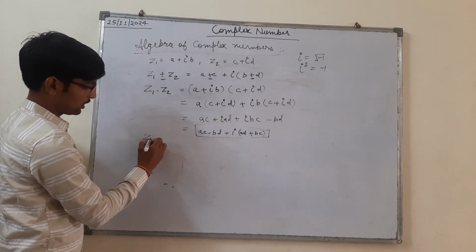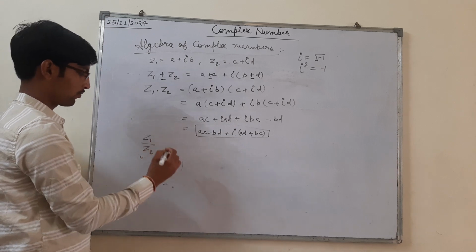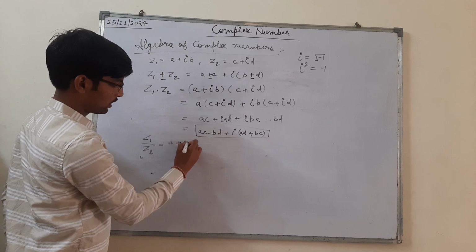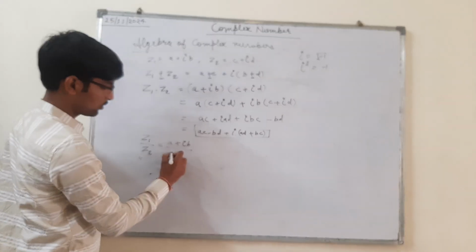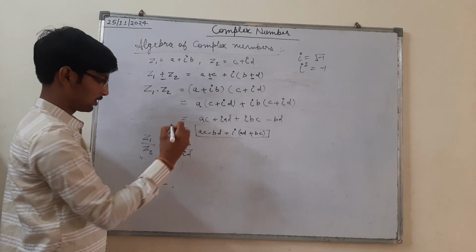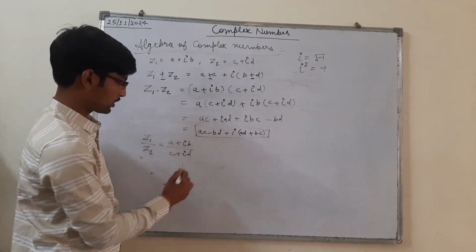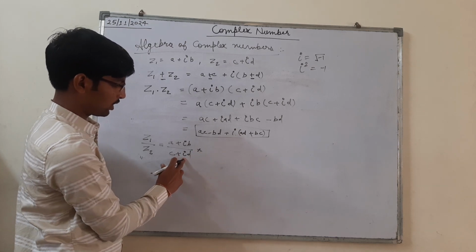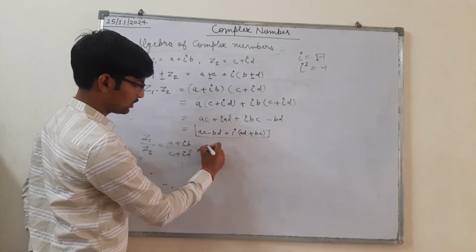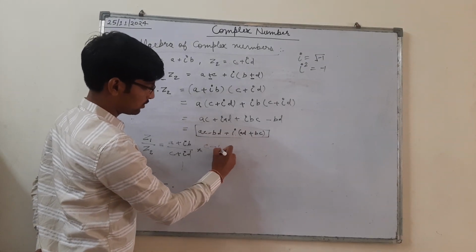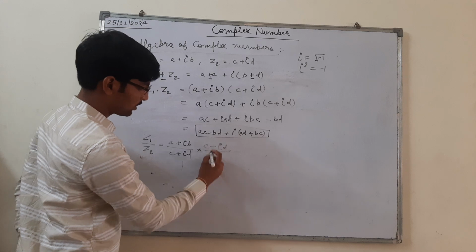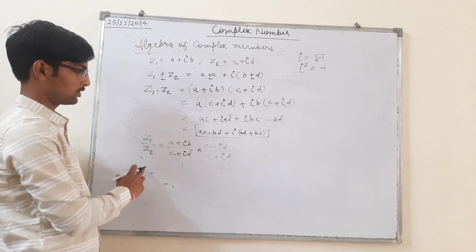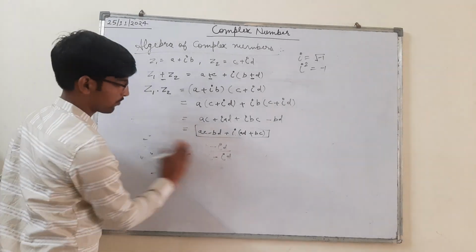For z1 divided by z2, z1 is a plus iota b and z2 is equal to c plus iota d. Okay, for this division we have to multiply the numerator and denominator by the conjugate of the denominator, which is c minus iota d, divided by the same number, c minus iota d, and this is the answer of z1 divided by z2.